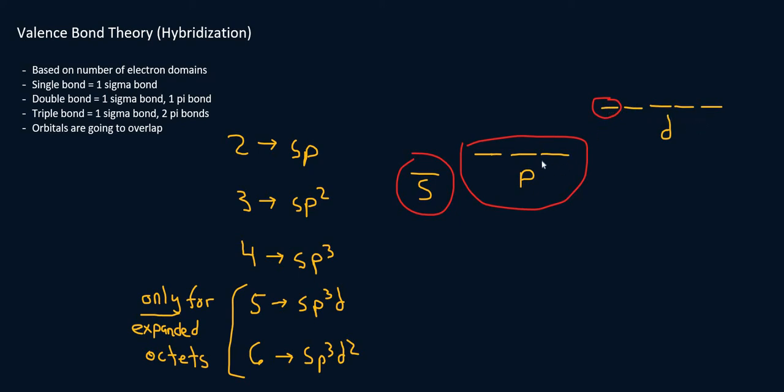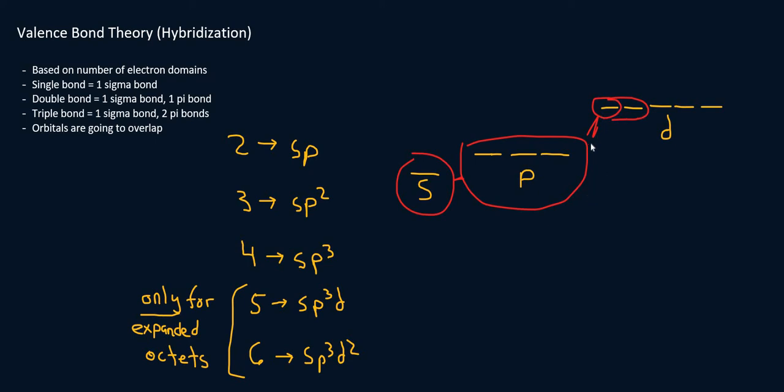Just take one of those D's, fuse it with the 3 P's, fuse it with the S, and that will give you the sp3d hybridized form. Same thing is true when you have 6 domains. That's going to give you sp3d2, which means you tack on an additional d orbital.